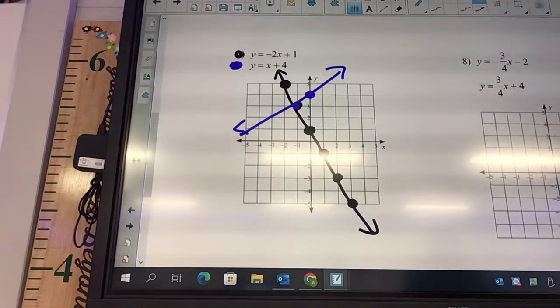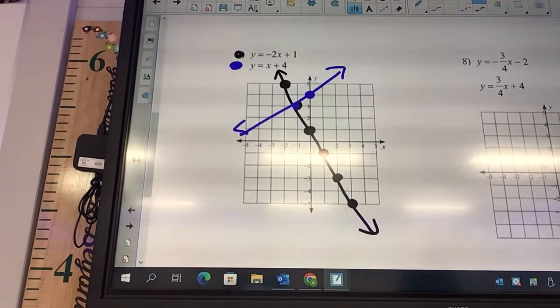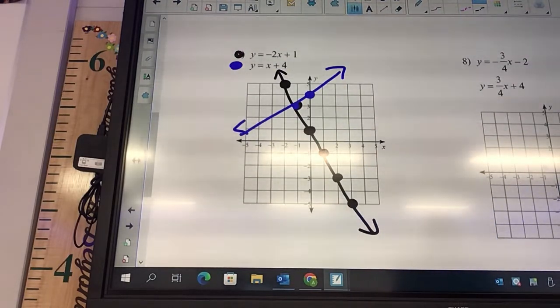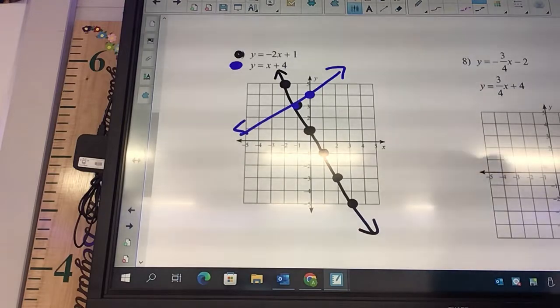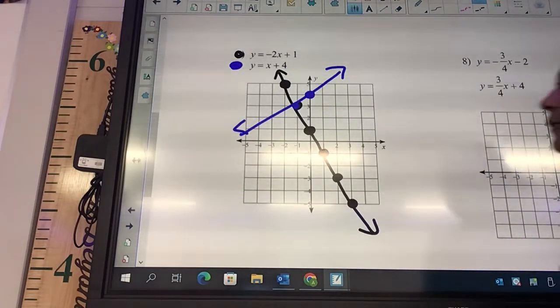Okay, take a second for yourself. Find that intersection point, our solution. Okay, you do the x first, and then do the y. What is that intersection point? Negative 1, 3. Good.